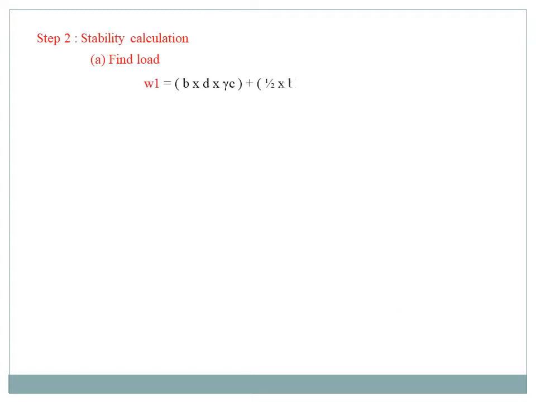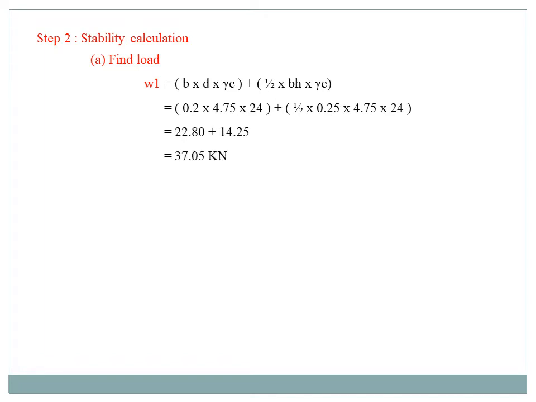Then stability calculation, then find the load. W1 is equal to B into D into gamma C, because there is one rectangular portion and one triangular portion. Then plus, write the triangle area formula, 1 by 2 into B into H into gamma C. We know all the values from our code book. See the diagram, one rectangular portion, one triangle portion.